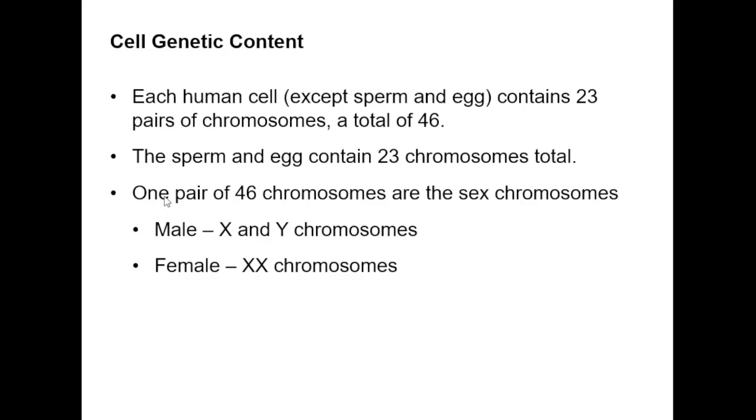So, one pair of the 46 chromosomes are sex chromosomes. Okay? So, 44 will be autosomes, and then 2 will be sex chromosomes. If the chromosomes are X and Y, then the result will be a male organism. But if the chromosomes are two X's, then the organism will be a female.